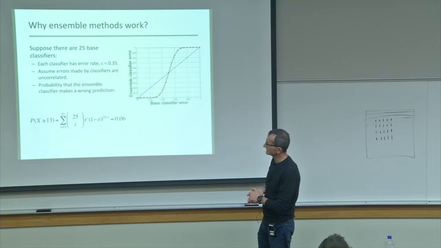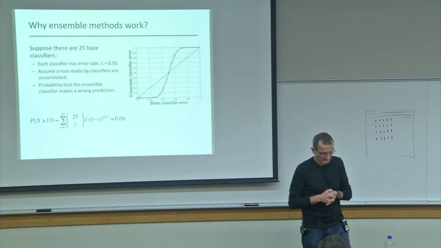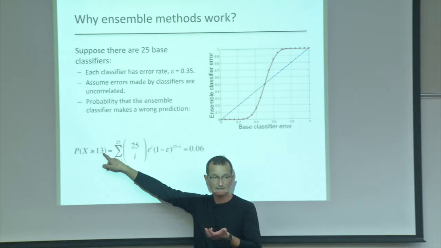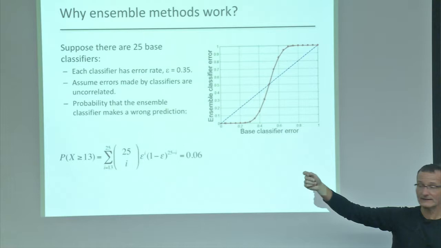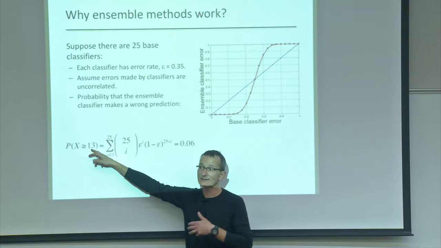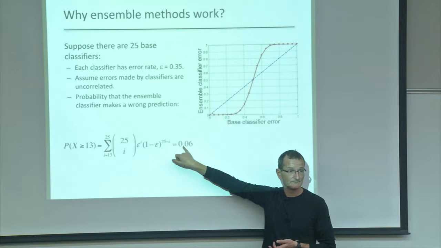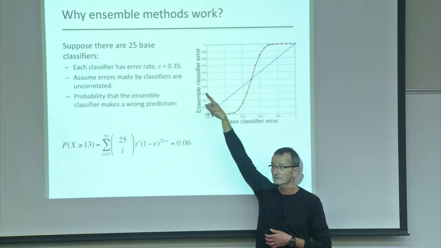Then the probability that the ensemble makes a wrong prediction is given by that. Remember, I have 25, and I use the ensemble by doing a majority vote. It's like a binary classification problem, and the majority class is my prediction. With 25 base classifiers, I need at least 13 of them to agree to make an incorrect prediction. Then that probability is only 0.06. Remember, I started with an error rate of 35% for each of my base classifiers.